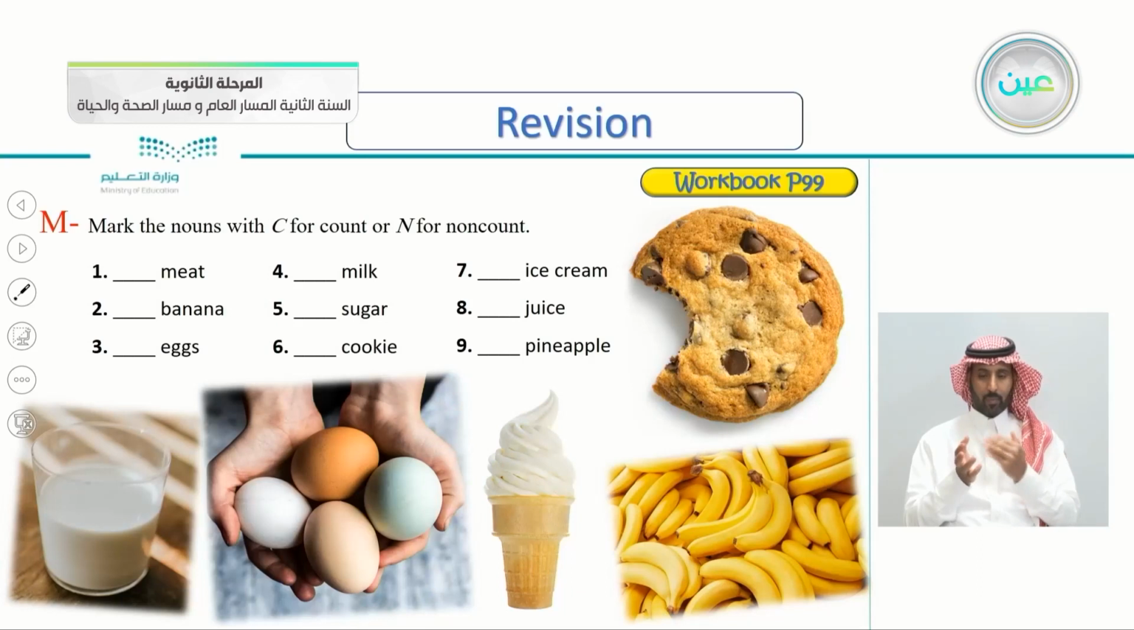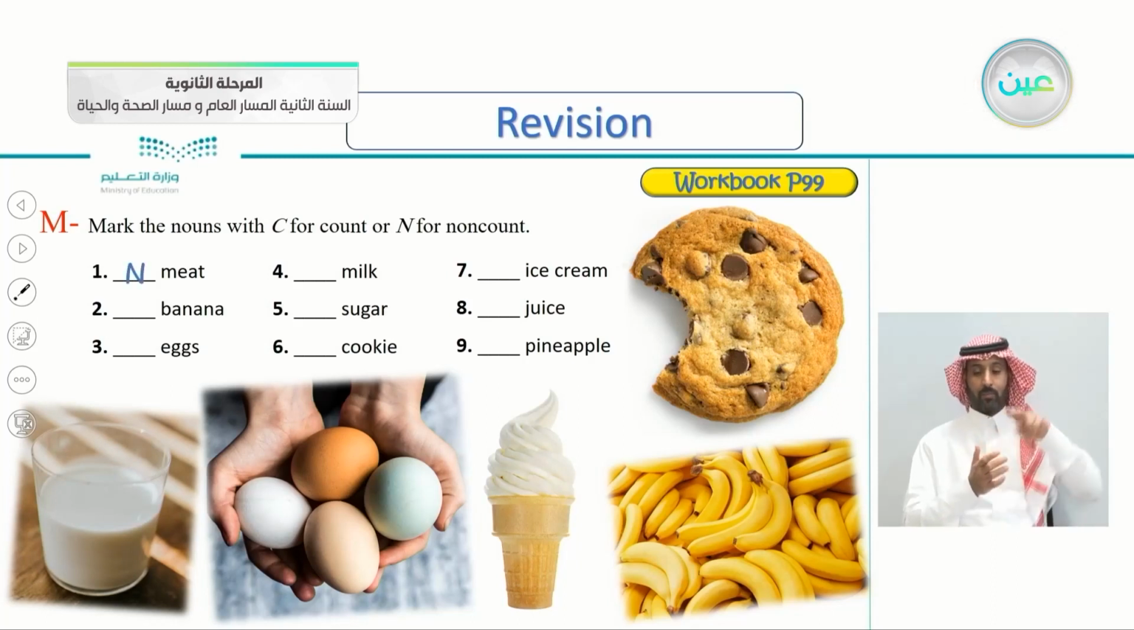So let's begin with number 1, meat. Meat. Is it count or non-count? Is it C or N? Yes, it's non-count. You can't say meats. So it's non-count. Number 2, banana. This is an easy one, of course. Banana, of course, it's countable. You say 1 banana, 2 bananas, 3 bananas, and so on.